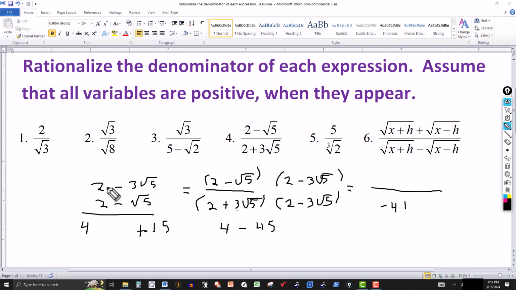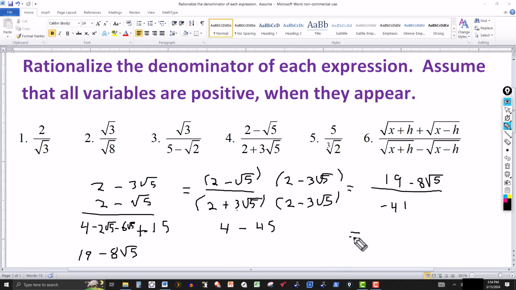And then just cross multiply here. This would be minus 2 radical 5. And then this way, minus 6 radical 5. Then the 4 and the 15 is going to be 19. And the minus 2 radical 5 and the minus 6 radical 5, that's minus 8 radical 5. So then this goes in the numerator, so this would be 19 minus 8 radical 5. And that could be your answer.